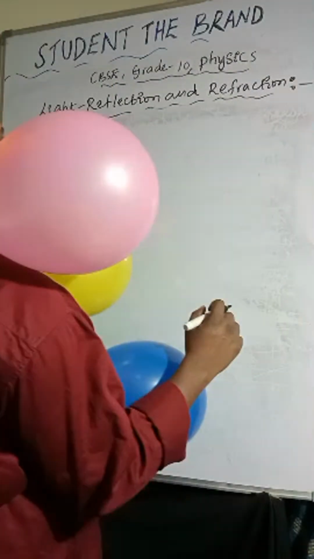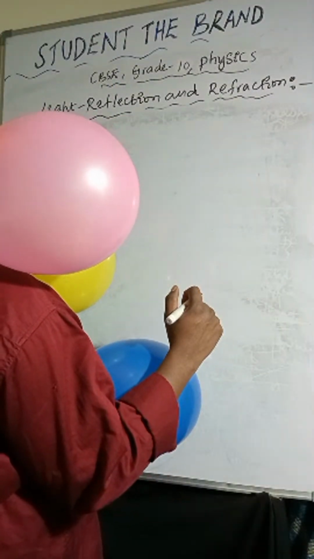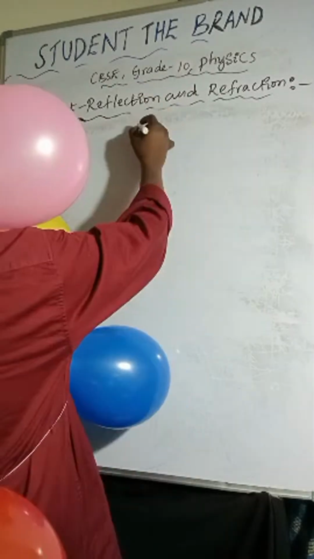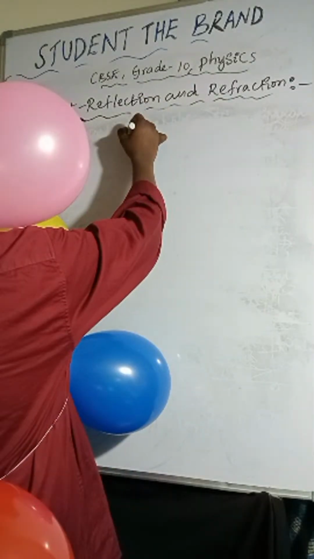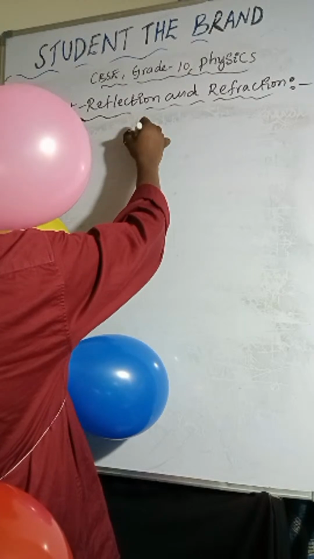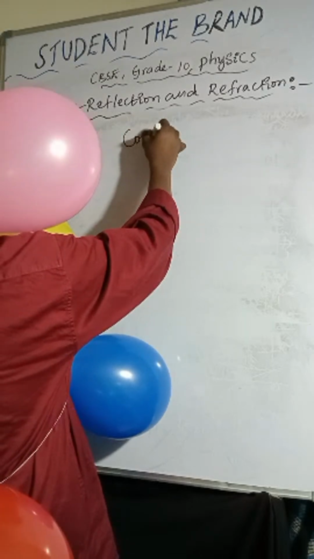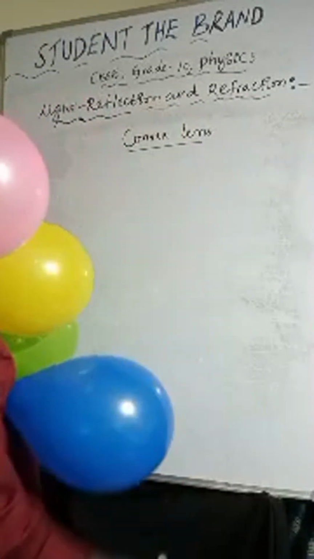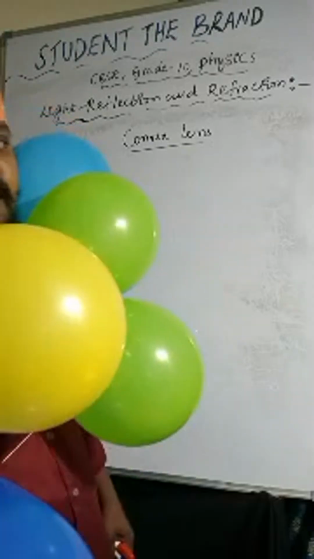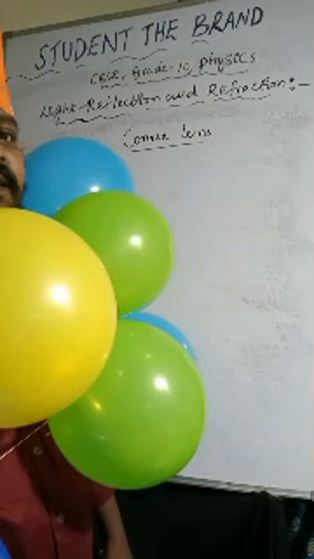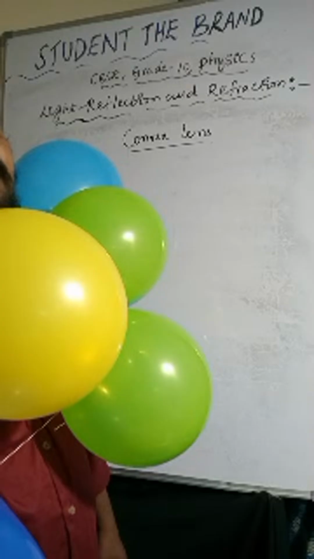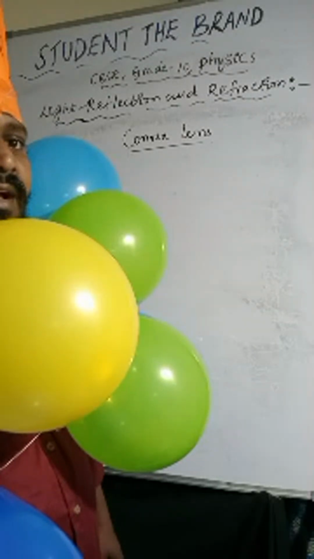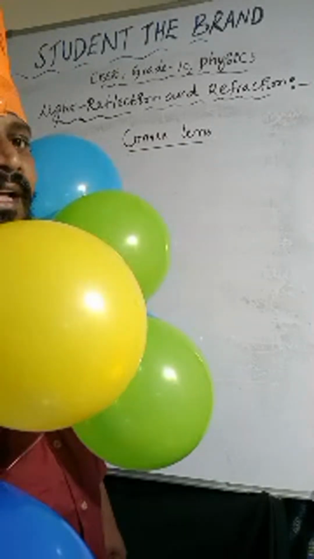Okay, done. So next one, what are we going to discuss? Lenses. Spherical lens. Now we are discussing the convex lens. Convex lens is also known as converging lens, whereas concave lens is also known as diverging lens.